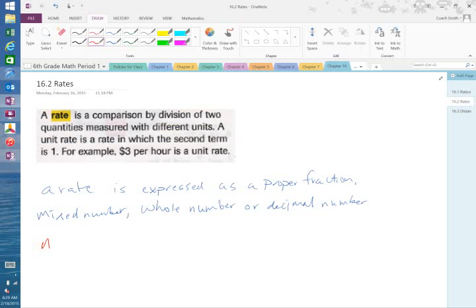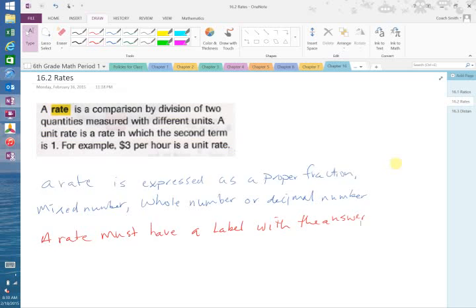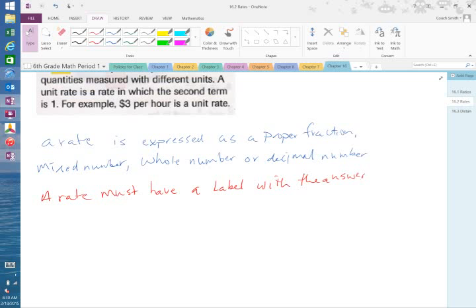Secondly, a rate must have a label with the answer. Okay? A rate must have a label with the answer. If it doesn't, it will be wrong. Let me give you an example. Right up there is an example of the label: $3 per hour. Per hour is the label. Your answers must have that or it's wrong. It basically describes what you're talking about.